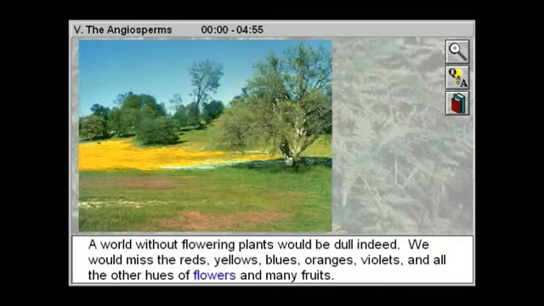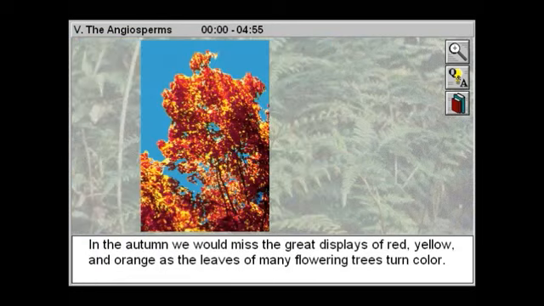A world without flowering plants would be dull indeed. We would miss the reds, yellows, blues, oranges, violets, and all the other hues of flowers, and many fruits. In the autumn, we would miss the great displays of red, yellow, and orange as the leaves of many flowering trees turn color.